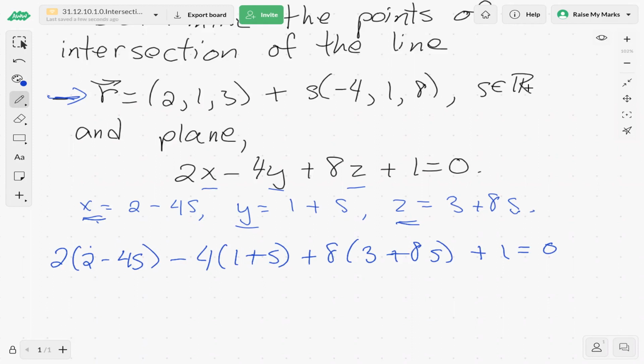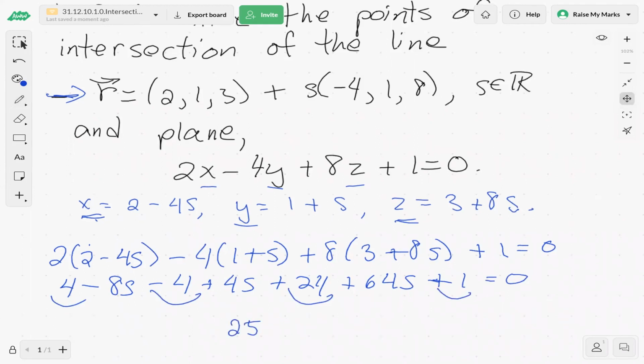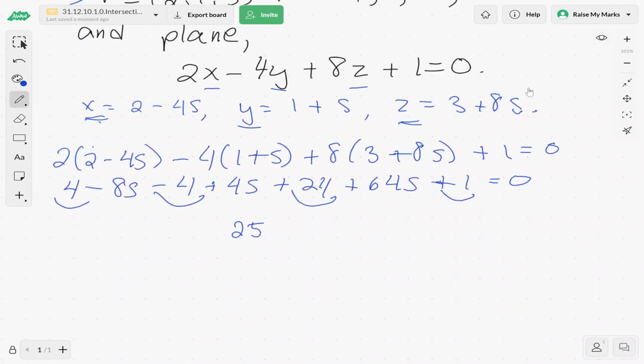Let's expand this out. So 4 minus 8s minus 4 plus 4s plus 24 plus 64s plus 1, and that all equals 0. Now let's group all the like terms. We have 4 minus 4, which is 0, plus 24 plus 1, so that's 25. Now, how many s's do we have? We have negative 8s plus 4s, that's negative 4s. Negative 4s plus 64s is actually 60s.